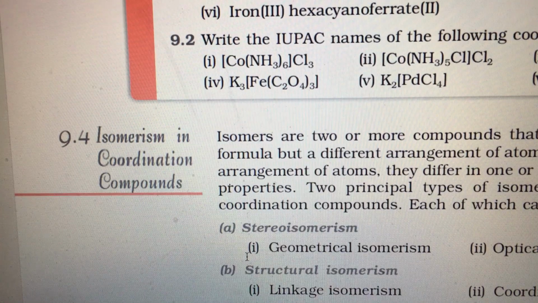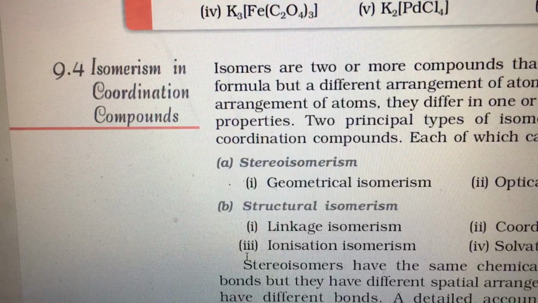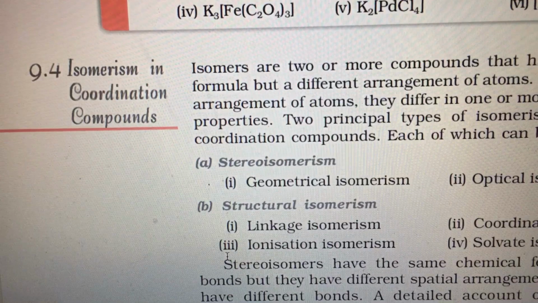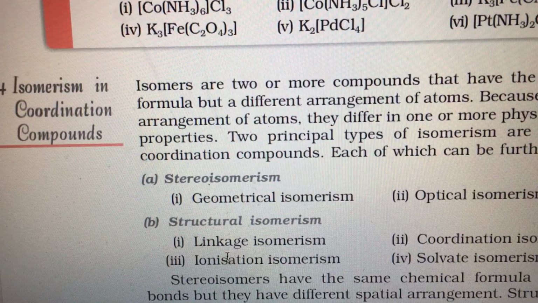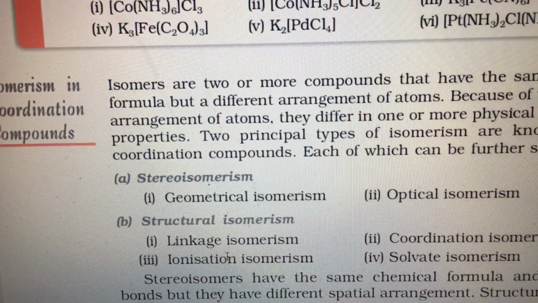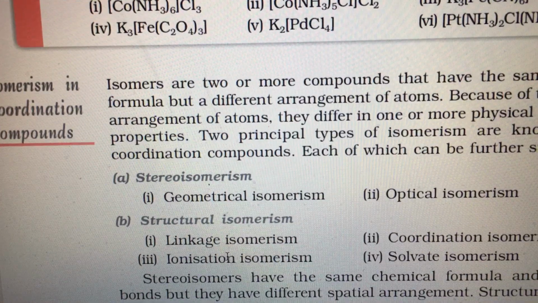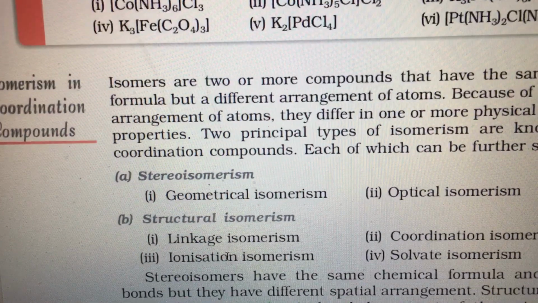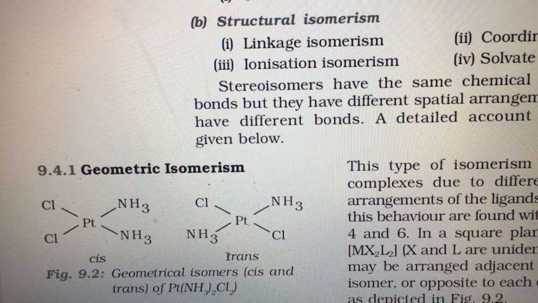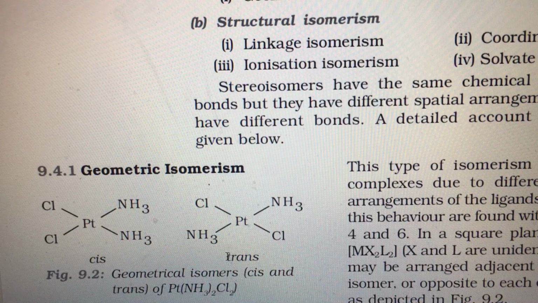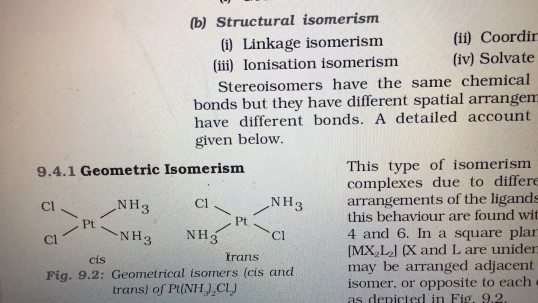So I welcome you students to this quick survey of the NCERT textbook on the isomerism of coordination compounds. They have discussed two types of isomerism: stereoisomerism, geometric and optical; and structural isomerism, only 4 variants.